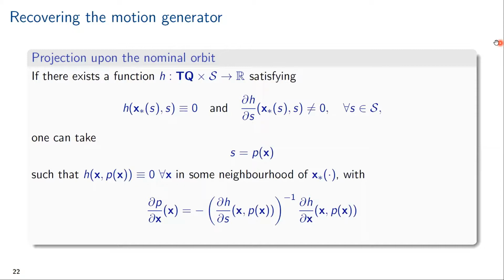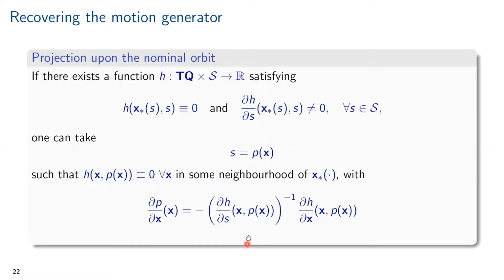That is, we have to find some so-called projection operator in order to recover it. One way of finding it is through the following. Assume that there exists some scalar function h which vanishes on the nominal orbit. So if the state is given on the nominal solution, and its derivative with respect to s is not equal to 0, then one can find s through some mapping p, a so-called projection operator, which is such that for all x close to this nominal orbit, we can take h as such and it will vanish.